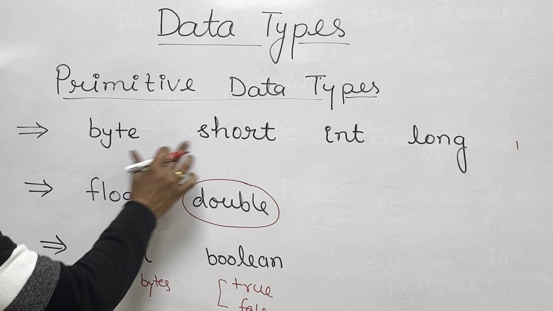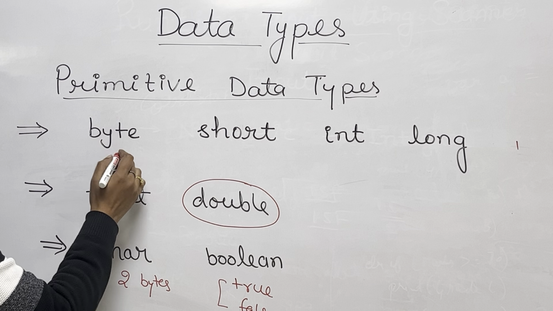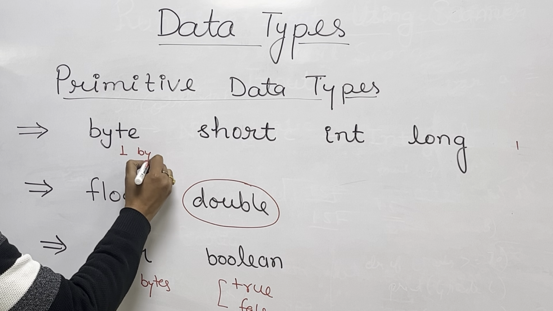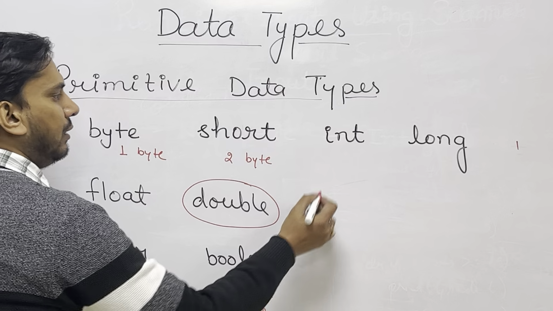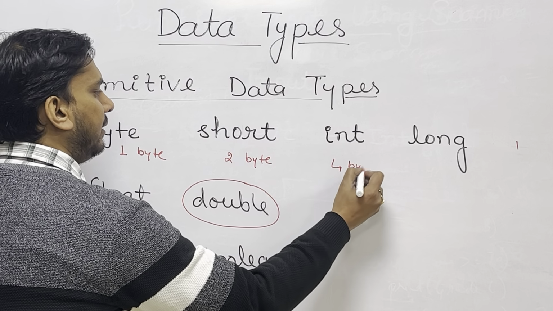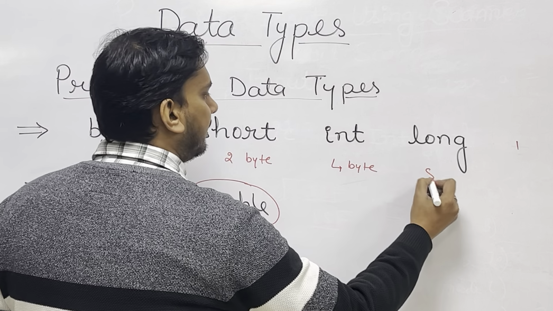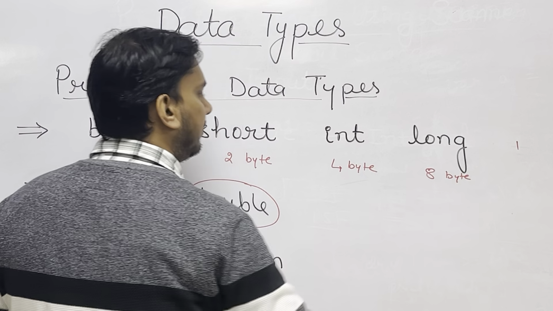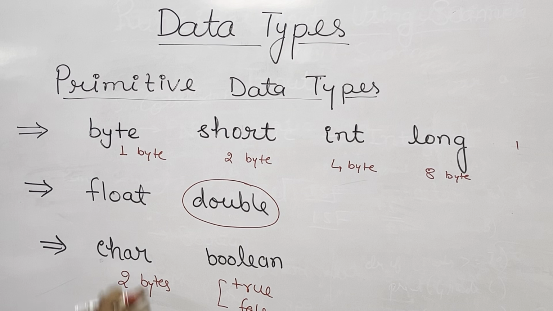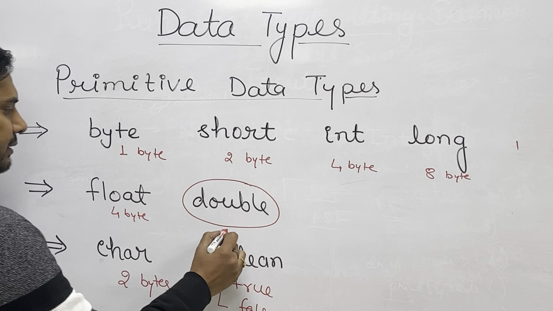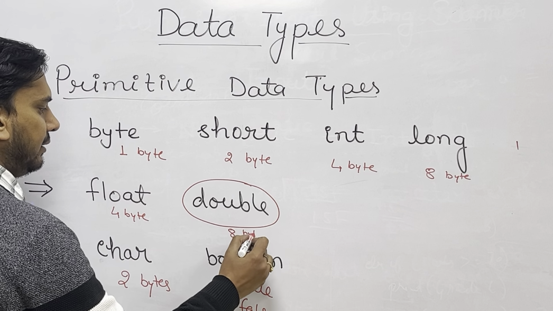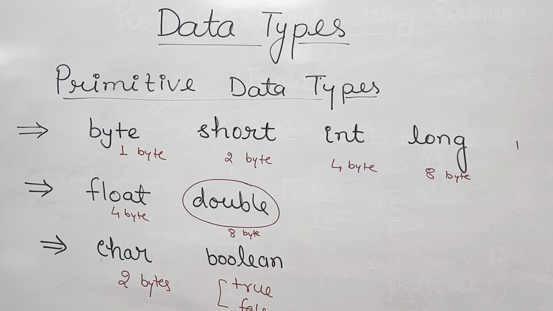Now, if you talk about the sizes of the integer types, byte has a size of 1 byte, short has a size of 2 bytes, int has a size of 4 bytes, and long has a size of 8 bytes. Similarly, float has a size of 4 bytes and double has a size of 8 bytes. So, this is the size of the different data types in Java.